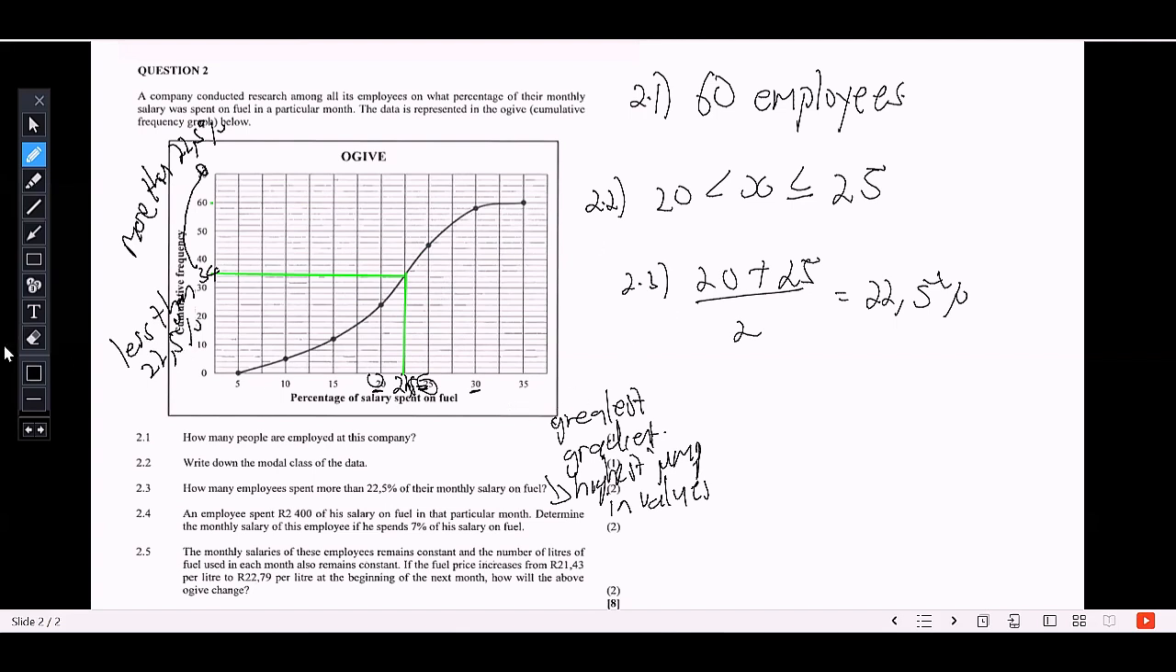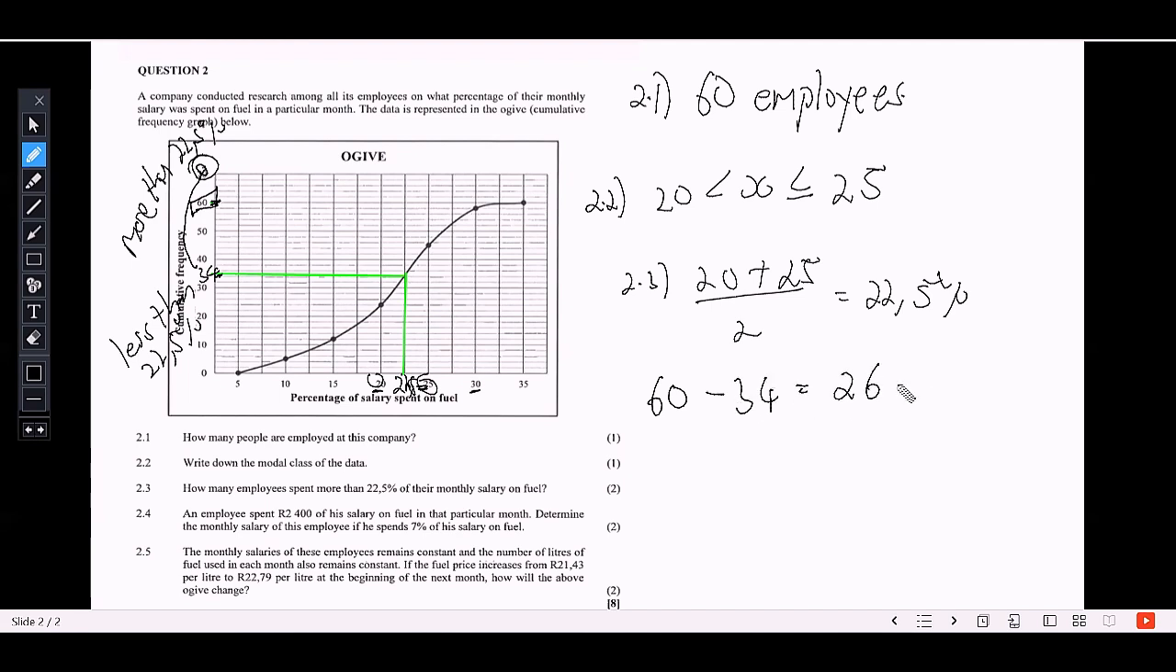So that means in order to come up with that value, we need to then say, starting from 34 all the way going up to 60, remember, we don't get to 70 because there are only 60 employees. So that means this is the number of employees that spent more than 22.5%. So to determine those ones, we say 60 minus 34, and then we'll be left with 26 employees. So that means 26 out of 60 employees are spending more than 22.5% of their salary on fuel. So that means maybe a lot of them live far away from the company.